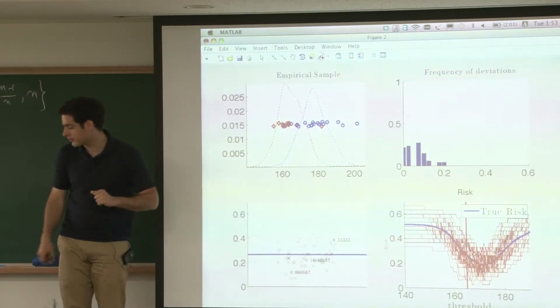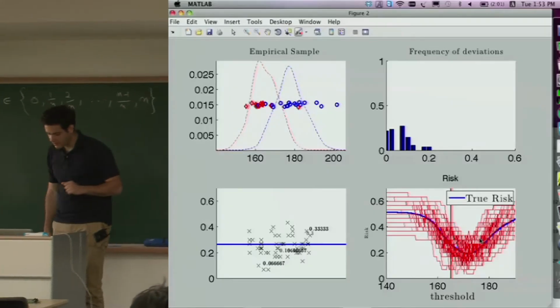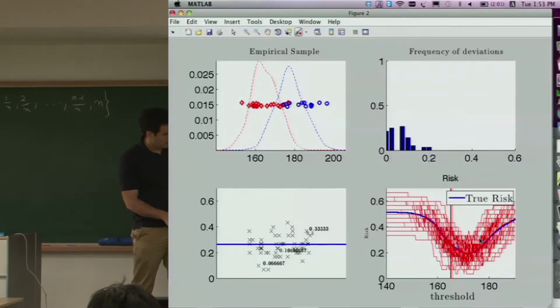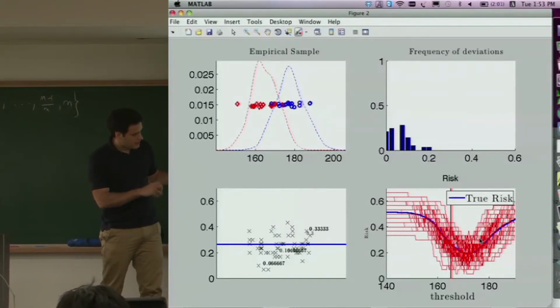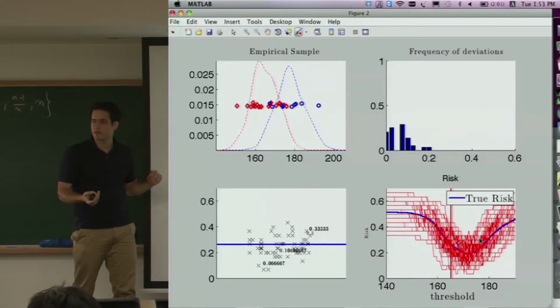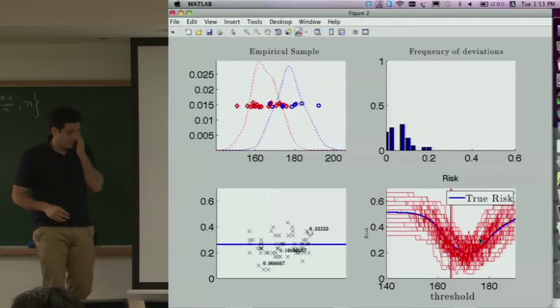So this can run for a while. What you can see also is that it seems that the red lines kind of wiggle around the true risk a bit, but of course they don't match it.